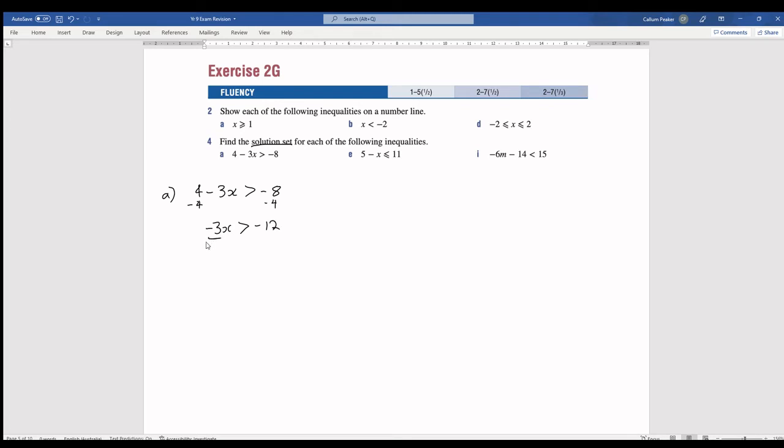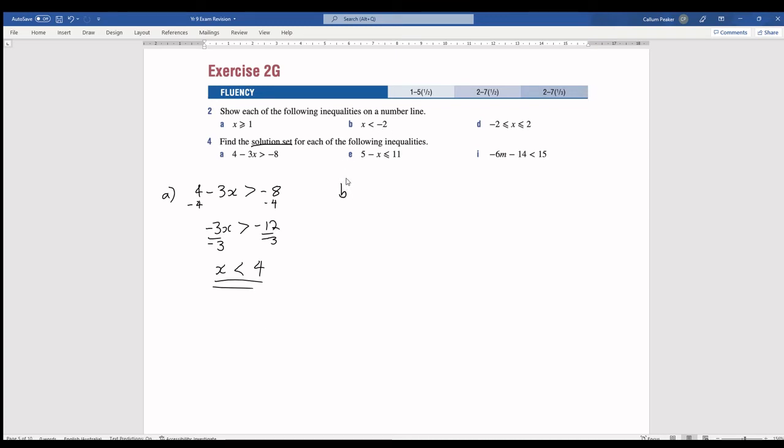And then I can divide both sides by minus 3. Notice we have one rule when it comes to inequalities, which is if we divide by a negative number, we reverse this sign here. So all I'm going to do is minus 3 over minus 3 is 1, so we've just got x, and we flip the sign, now it is less than minus 12 on minus 3, which is 4. And that is the answer to our question.